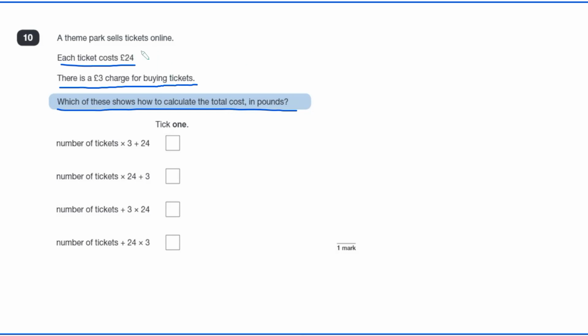So number of tickets, we don't know. That times 24 and add the service charge of 3. So the first answer is number of tickets times 3. That is wrong. Number of tickets times 24 plus 3, that looks good. And number of tickets plus, that's wrong. Number of tickets plus 24, that is wrong. So the correct answer is number of tickets, each ticket you need to times by 24, add the service charge or booking fee, you need to add £3. And that is the correct answer.